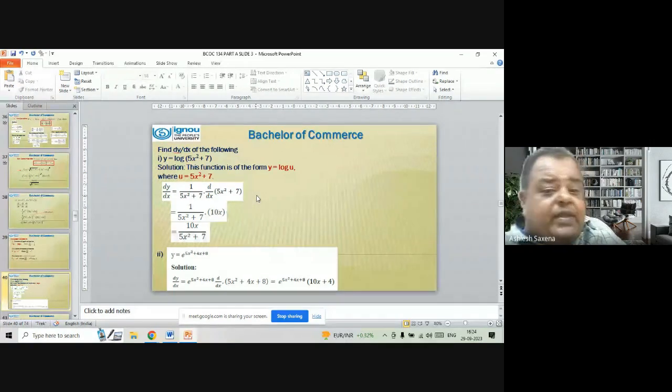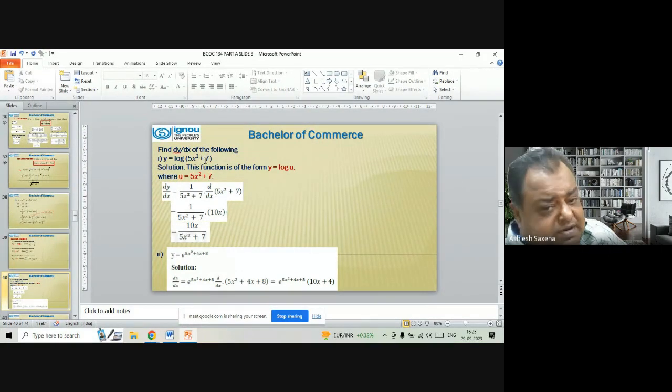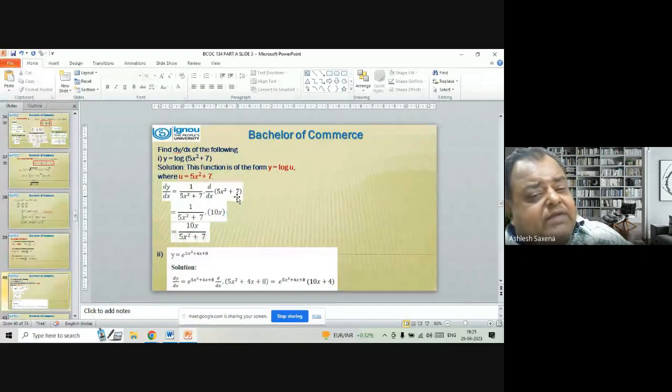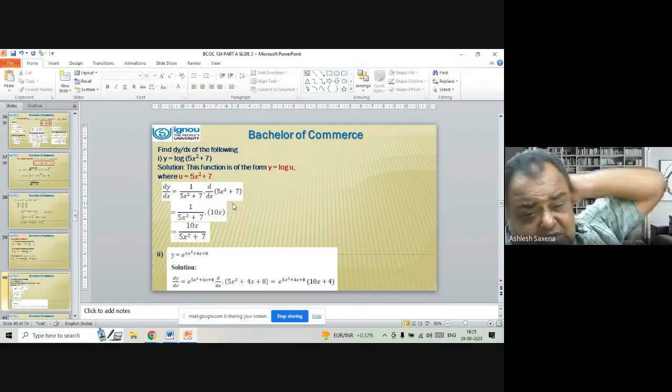I am solving it by the first way. dy/dx is equal to 1 upon this into the derivative of 5x² + 7. Differentiating 5x² gives me 10x, and the derivative of the constant is 0. So my numerator will be 10x, divided by 5x² + 7. This is the easiest method to solve this problem.